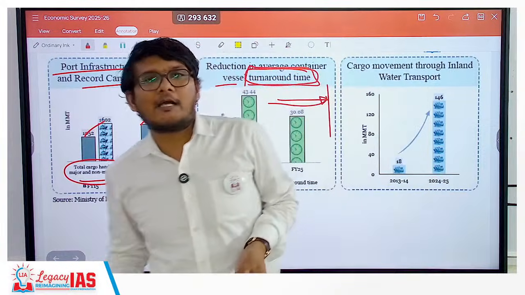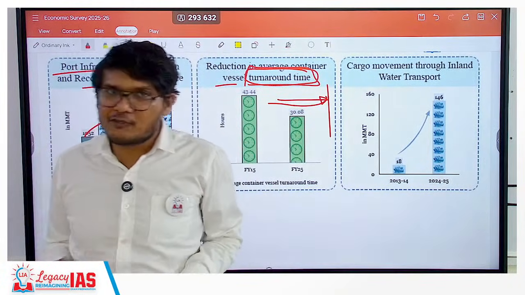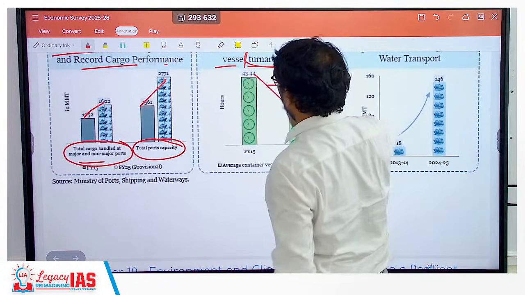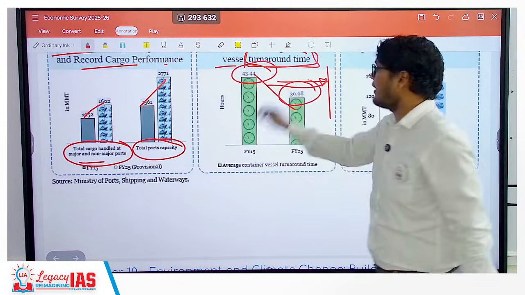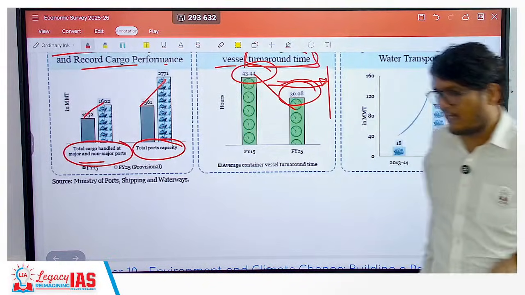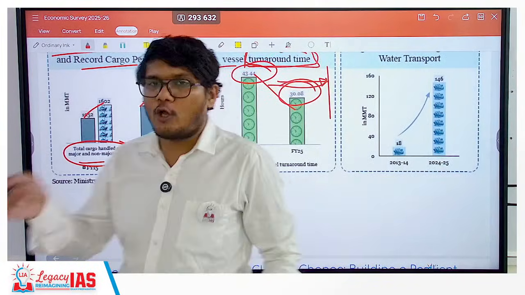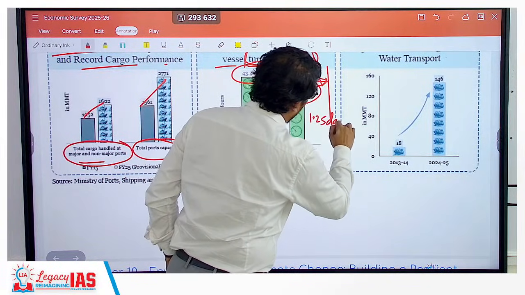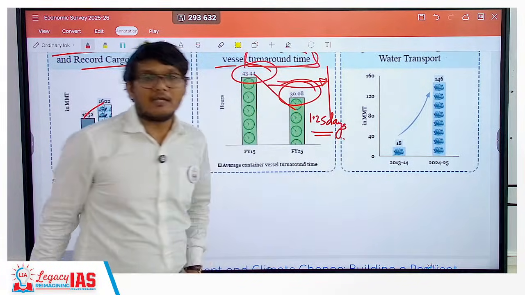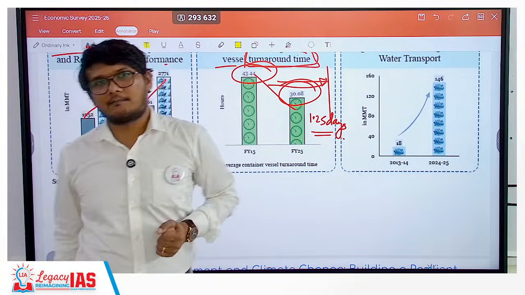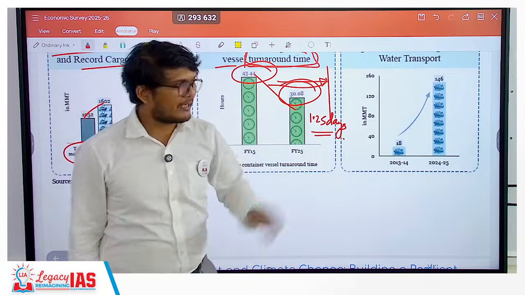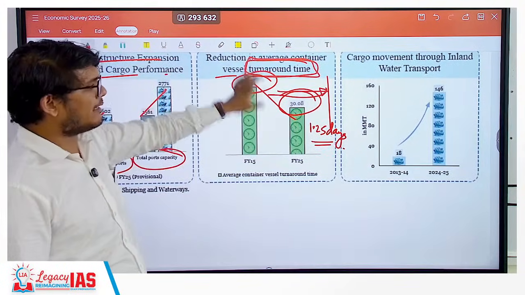The lower the turnaround time, the higher will be the efficiency of the port operation. So we have managed to lower our turnaround time from 43 hours to 30 hours. However, remember that this 30 hours is also quite more. This is equal to 1.25 days. In other countries, it is being done within hours, 12 hours, 16 hours, less than half the time. So we have to further improve, but there has been an improvement.